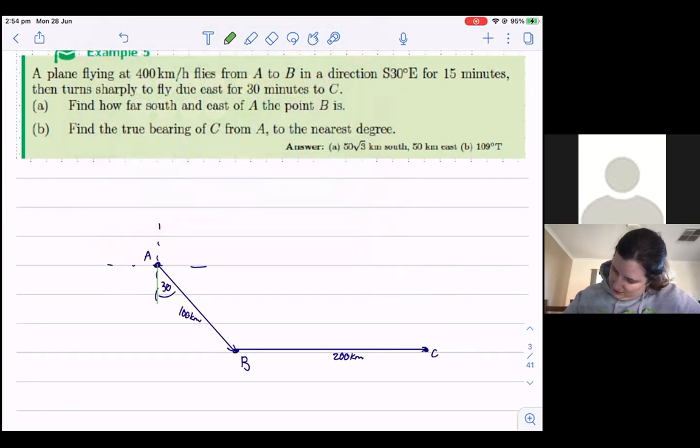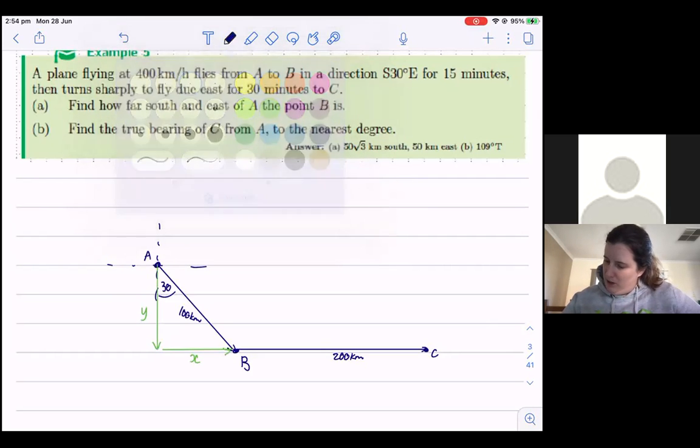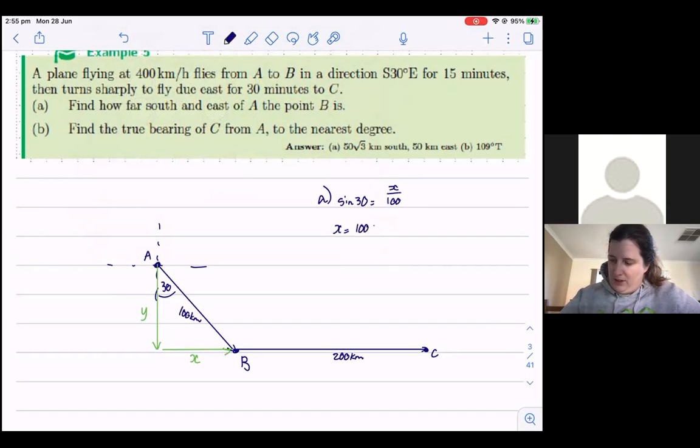So essentially what I want is how far south and how far east. So I'm going to call this one Y and this one X. And this is just your normal SOHCAHTOA type question. So for question A, we've got 30. If I solve for X first, so I find how far east it is, we're going to use that's opposite and hypotenuse. So we're going to use sine 30 is X over 100. So X is just going to be 100 sine 30. If you remember from your exact values, sine 30 is a half. So X is 50. Okay, so it's 50 kilometers east.